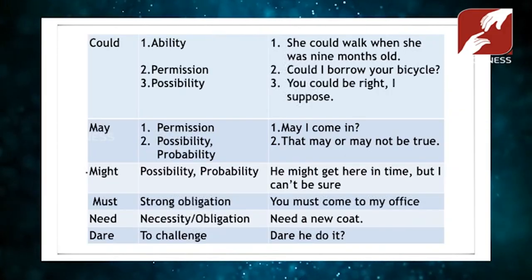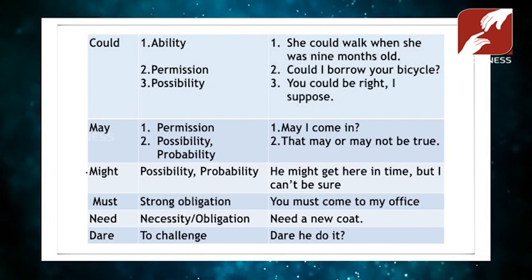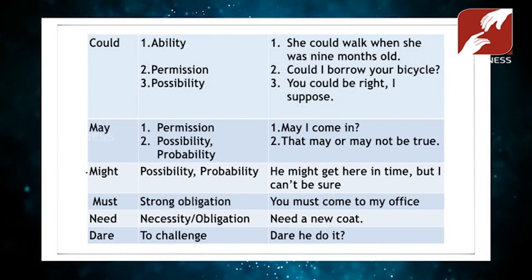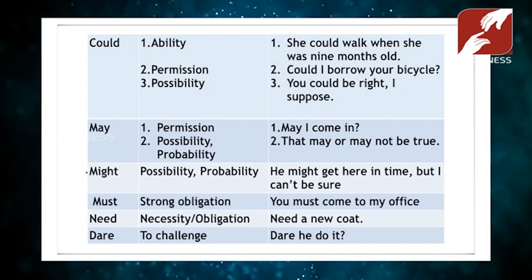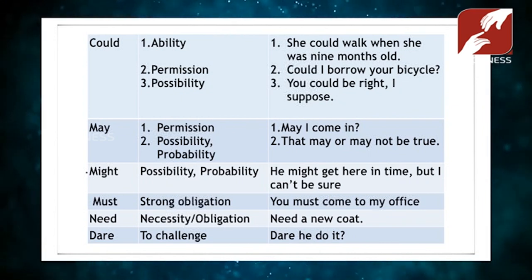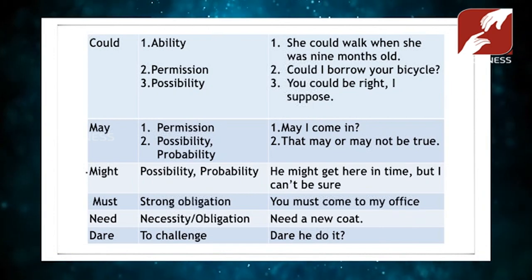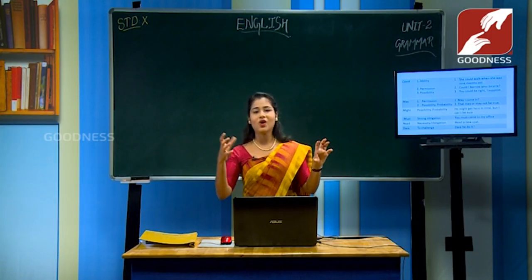And the last usage is to speak about possibility. For example, you could be right, I suppose. It could rain, I suppose. All these are the examples of the modal auxiliary could. That is all about the auxiliary could.